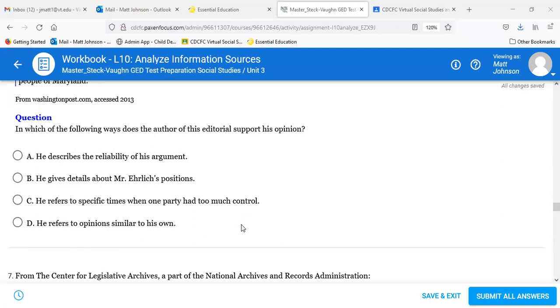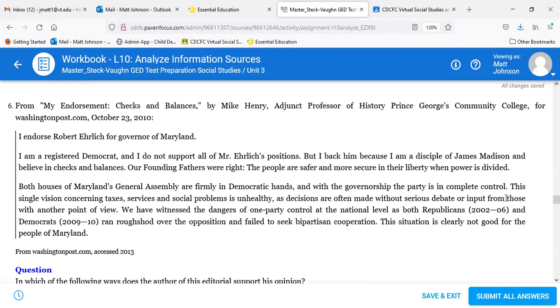Is it A? It's C. He refers to some of the specific times when one party had too much control. So, like, both Republicans, 2002 to 2006, and Democrats, 2009 to 2010, ran roughshod over the opposition and failed to seek bipartisanship. Both houses of Maryland's General Assembly are firmly in Democratic hands. This single vision concerning taxes, services, and social problems is unhealthy, as decisions are often made without serious debate or input from those with another point of view. So he's referencing certain ideas there.